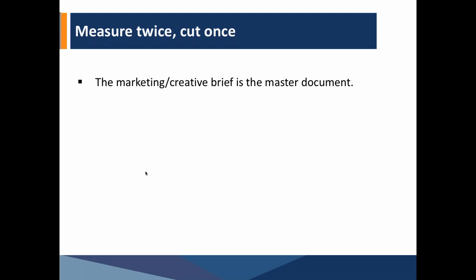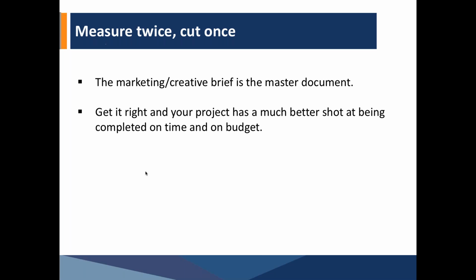So it is the marketing and or creative brief. And some agencies have blended these together. Some agencies have more of a strategy brief and then a creative brief. But this is the master document. And this is the document where you, the account person, are in essence setting the stage for all the work that's going to be done and making sure that what you heard the client say is accurately translated to your internal team, and making sure what you think you heard the client say is actually what they said. So when you get this right, your project has a much better shot at being completed on time and on budget.